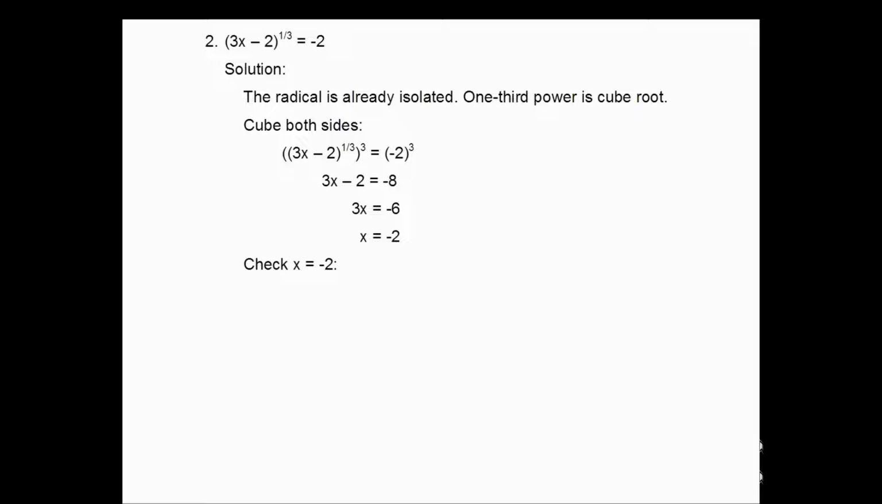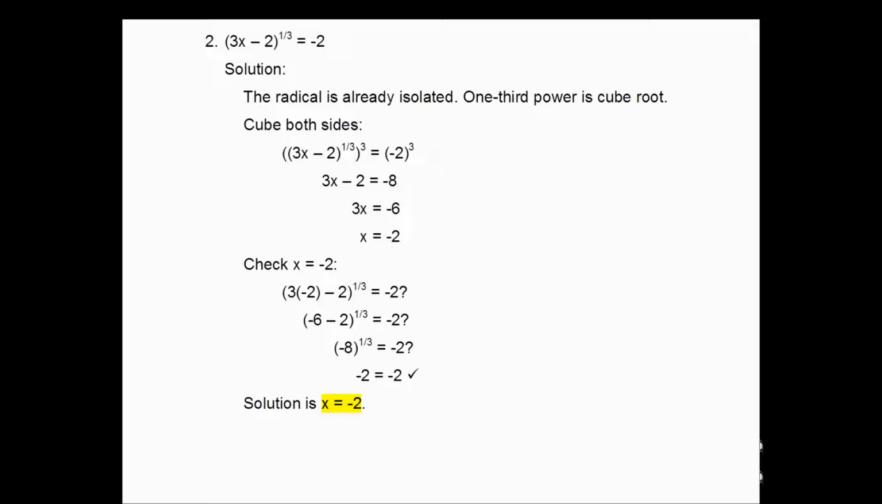Now let's check it out. I'm going to have 3 times negative 2 minus 2, to the 1/3 power. Does it equal negative 2? 3 times negative 2 is negative 6, so negative 6 minus 2 to the 1/3. Negative 6 minus 2 is negative 8. Is the cube root of negative 8 negative 2? Yes, it is. So x equals negative 2 is our solution.